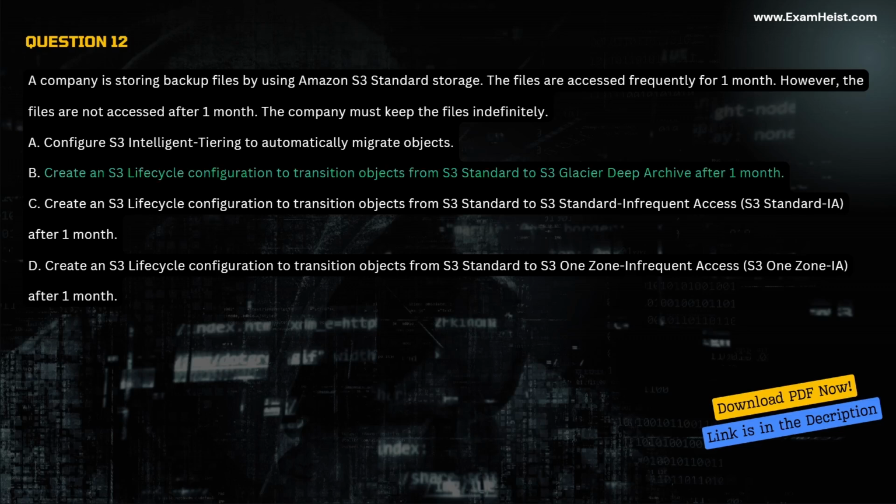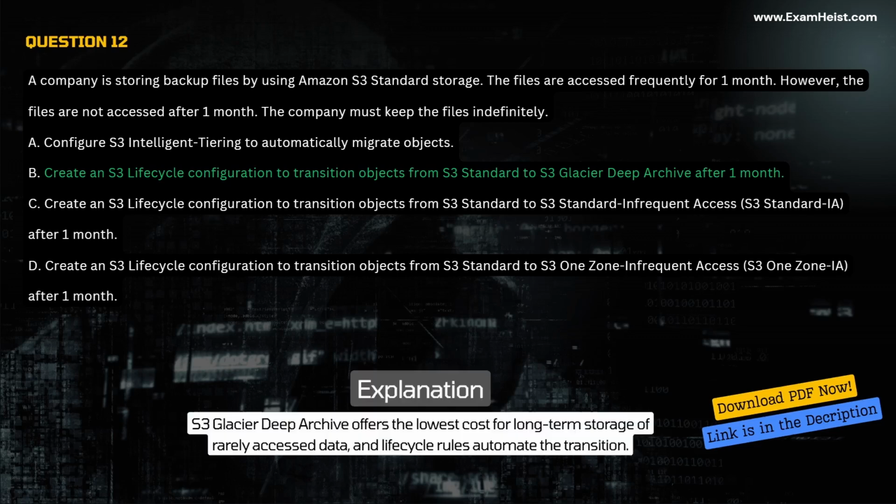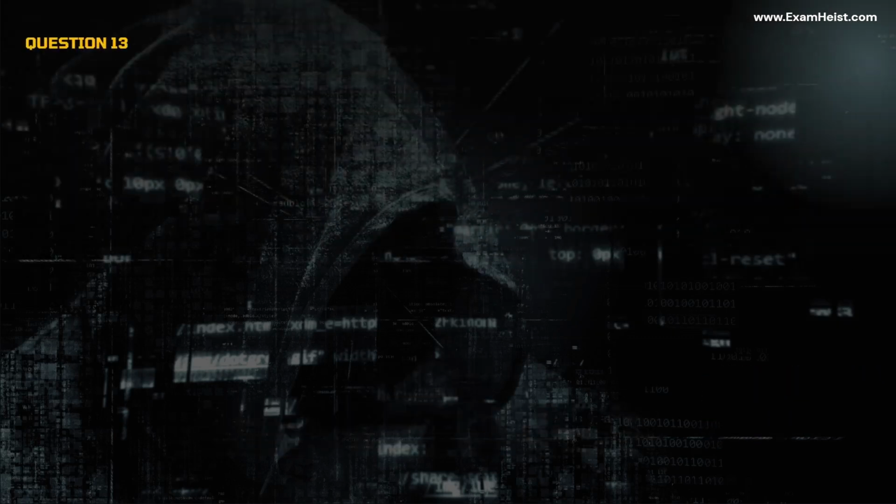Correct answer: B. Create an S3 lifecycle configuration to transition objects from S3 Standard to S3 Glacier Deep Archive after 1 month. Explanation: S3 Glacier Deep Archive offers the lowest cost for long-term storage of rarely accessed data, and lifecycle rules automate the transition.